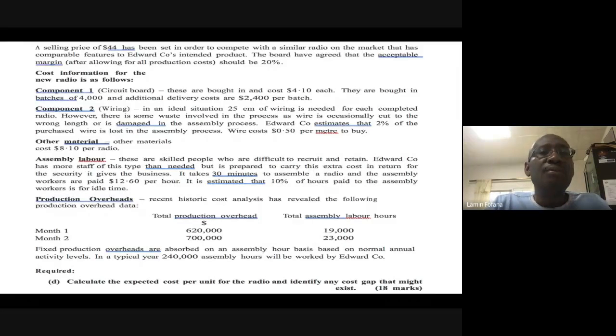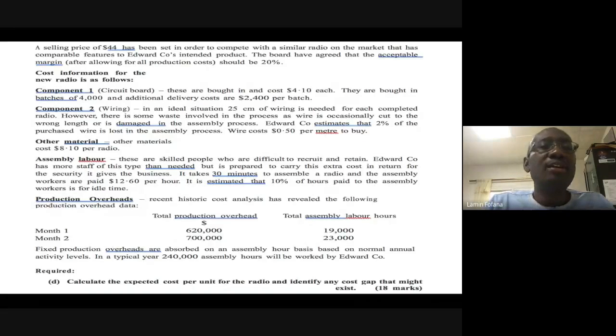Okay, cost information for the new radio is as follows. So we know our selling price, and then we have got our profit percentage so that we can calculate our profit. And if we calculate our profit, we can easily determine our target cost, isn't it? So it will be the selling price less that profit. We all agree that, yeah?